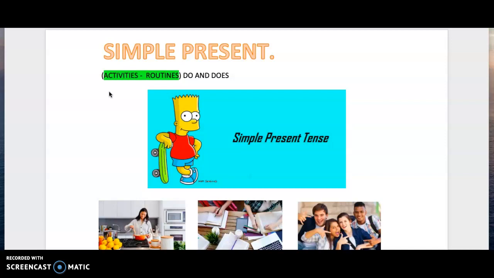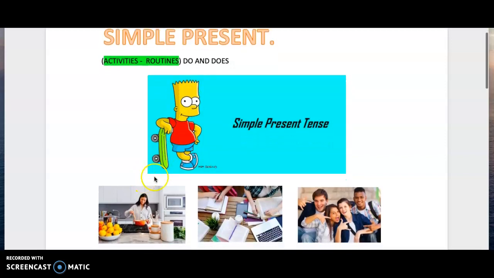Remember that when we talk about simple present, we talk about activities and routines, okay? For example, I wake up, I go to school, I eat breakfast, I watch TV, I speak with my mother. These are some examples for activities and routines. For this video, I used these three verbs.